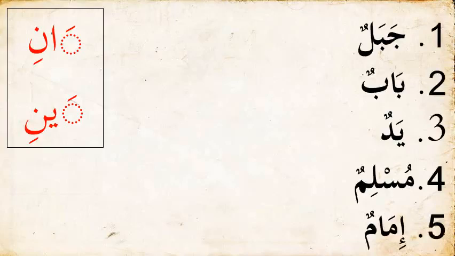I'd like you to take a moment to have some more practice with forming the duals. So we have 5 words on the screen. Jabalun, a mountain. Babun, a door or a doorway. Yadun, a hand. Muslimun, a Muslim. Imamun, a leader. I would like you to either verbally work out what are the 2 duals, or if you would like, also write down the 2 duals for each one. So take a moment and either verbally say each dual or write them down.